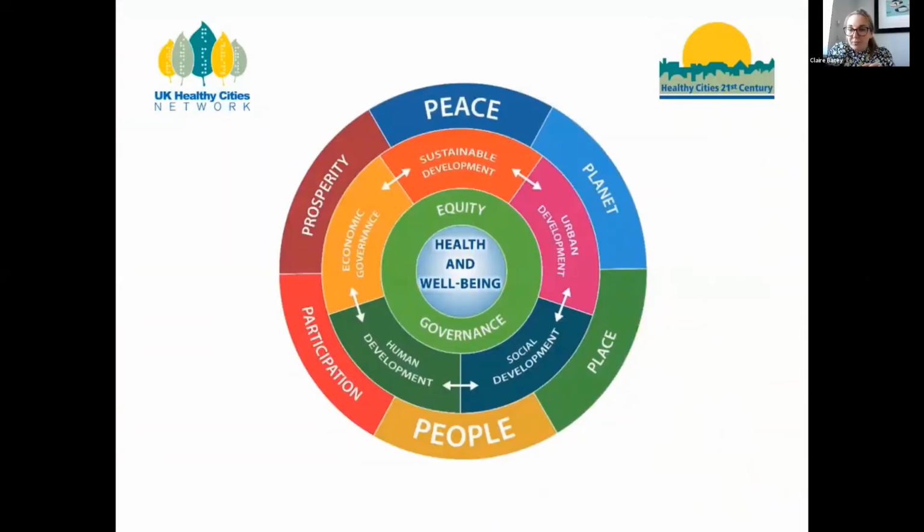And so cities that are members of the network in the UK, they subscribe to the political vision for the programme, which lasts 5 years. The current phase that we're in lasts from 2019 to 2024, and it's framed around what we call the 6 Ps, which works particularly well if you're in an English-speaking country within the network. So the 6 Ps are there for everyone to see: the peace, planet, place, people, participation, and prosperity.